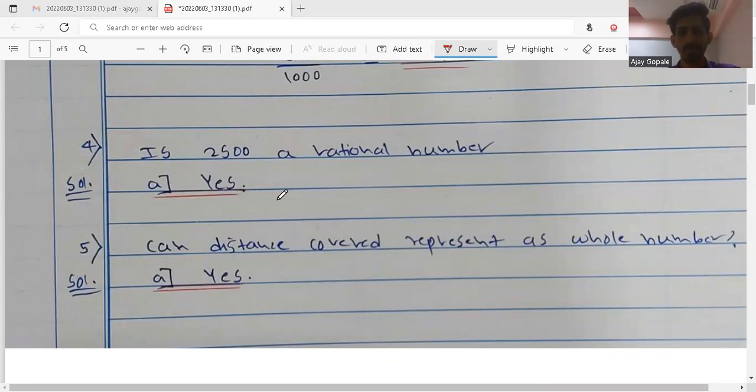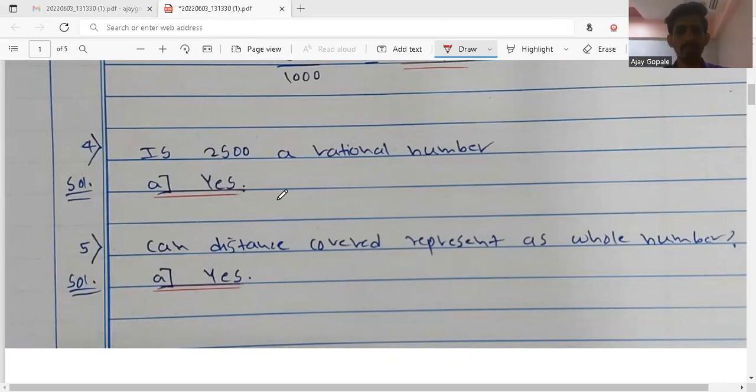Talking about the fifth question, here it is given: can distance covered be represented as a whole number? So your answer should be option A. Yes, distance covered can be 0 also, right? He did not cover any distance. So your answer should be option A. Yes, it can be represented as a whole number. So question number 1 was a very simple MCQ type question.